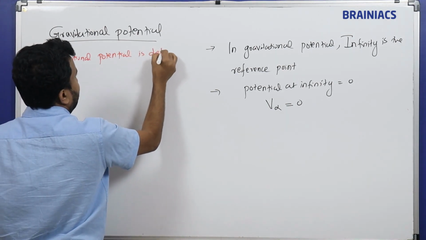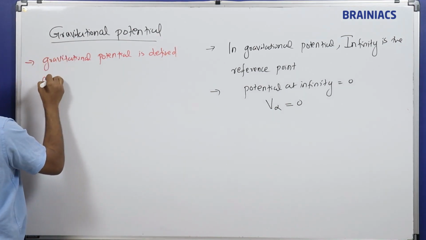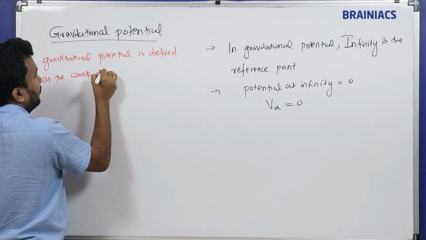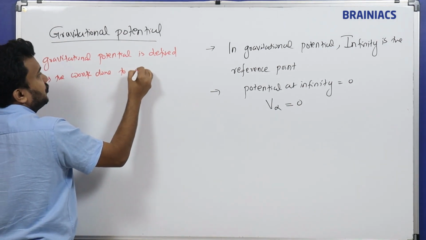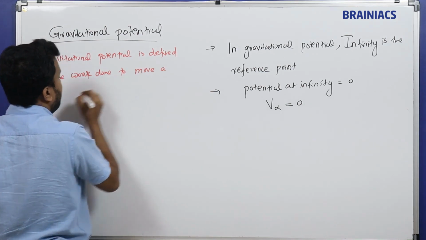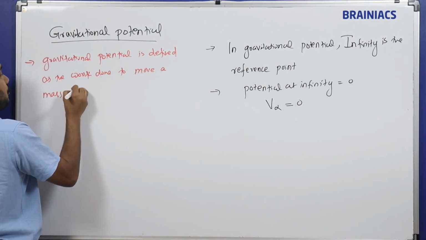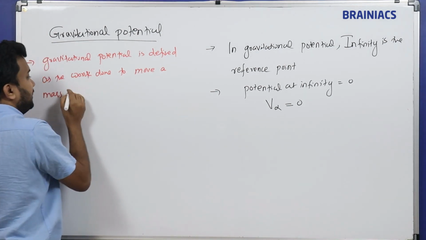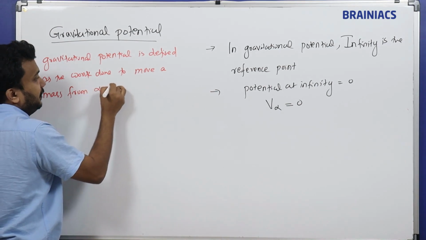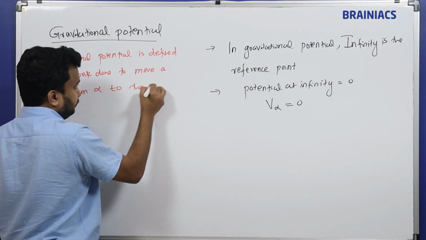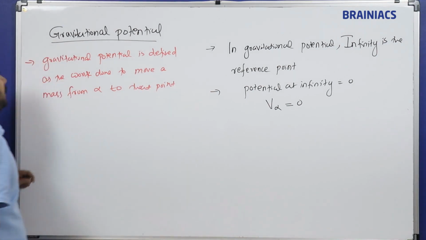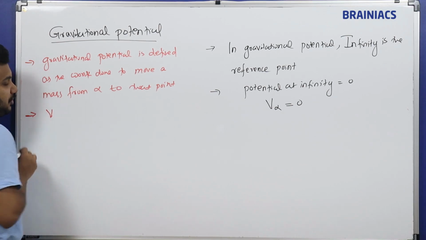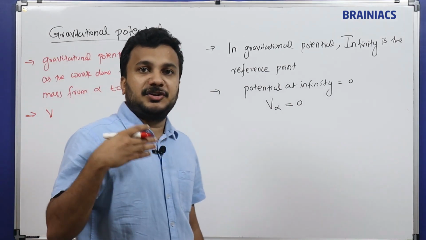Gravitational potential is defined as the work done to move a charge, to move a mass, from infinity to that point. Which means potential at any point. Potential, we always say like a potential difference.